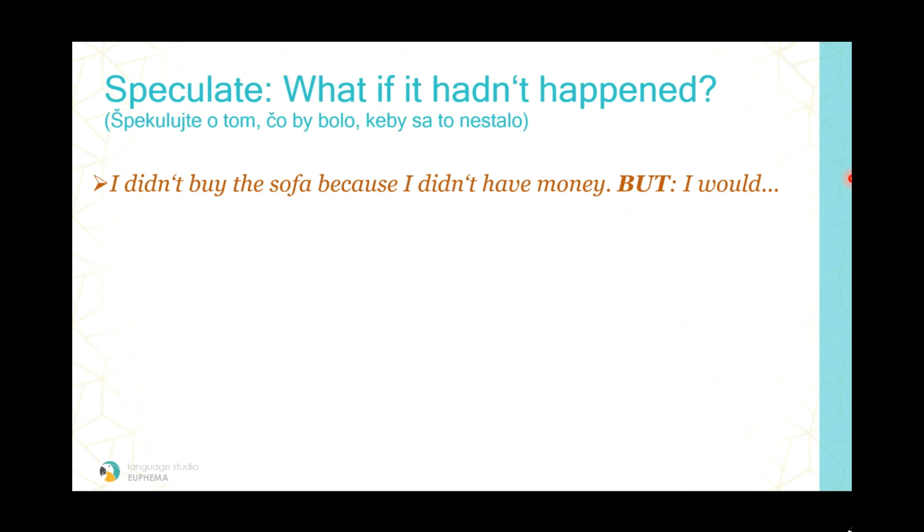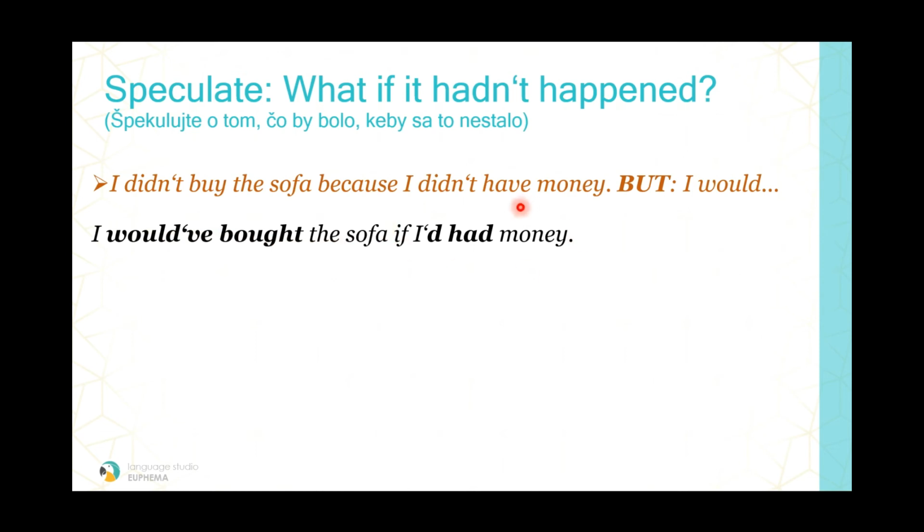Let's check if you were right. I would have bought the sofa if I had had money, or if I'd had money. So first is the main clause. I would have bought the sofa, or I would have bought the sofa. And the second is the if clause. If I'd had money. So if plus past perfect.